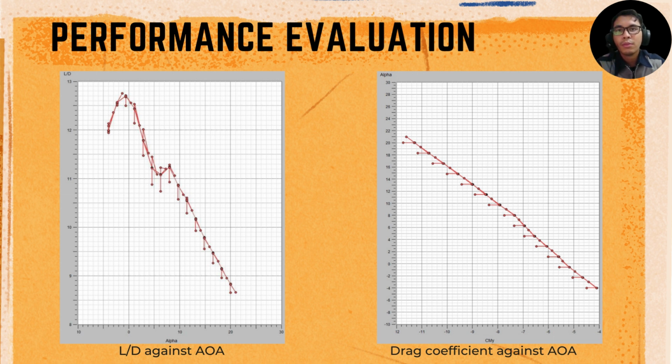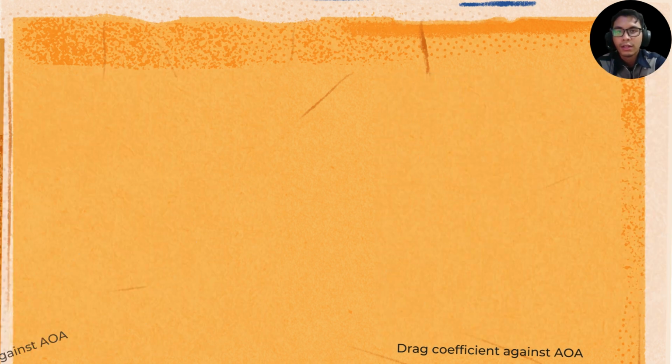For the pitching moment versus angle of attack graph, the pitching moment is decreasing as the angle of attack is increasing, which shows the stability of the design.